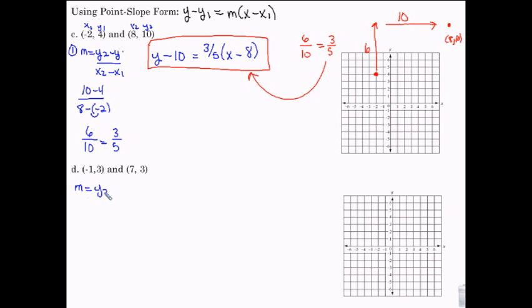My slope, so I'm going to do 3 minus 3 over 7 minus negative 1, and I'm going to get 0 over 8. 0's on top. That's okay. So my slope is 0.